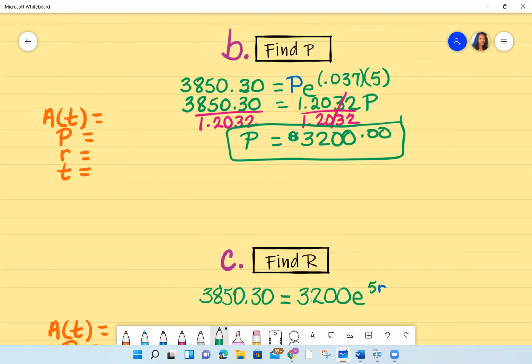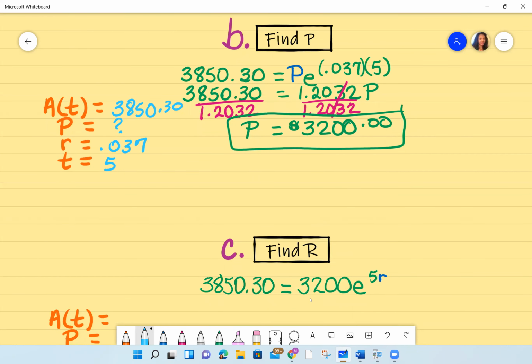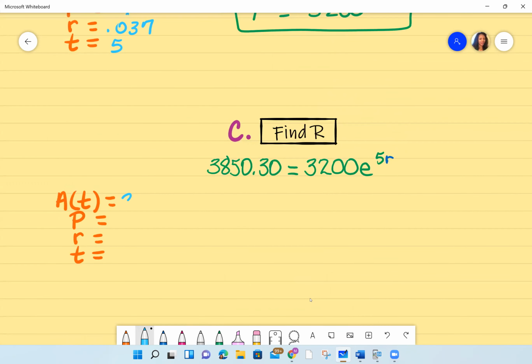And normally over to the side, what I would do is go ahead and list what I'm looking for. So I'm looking for P. I'm kind of behind doing it. Normally you would do this first. And then my rate was 0.037, and then the time was 5 years. So now when I go to the next one, like I said, I already know the information. If I didn't know it, what I would do is start this little list, and I would go into my word problem and read it, so that I'll know what I'm looking for.